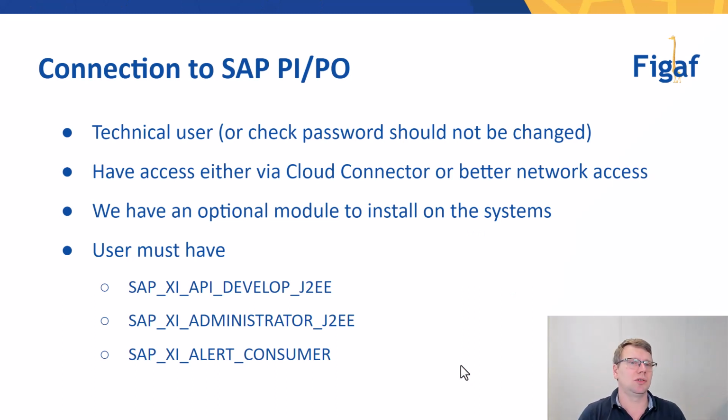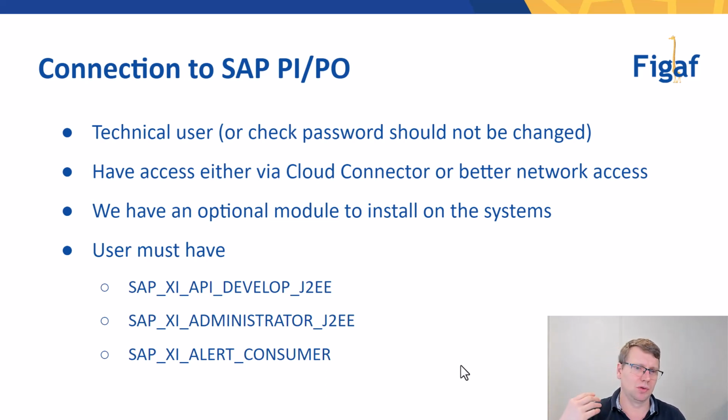So we need to connect to the PI system. Normally you would use a technical user. The main requirement is that it should not change password, because that is just making things a little more complicated. You can use a Cloud Connector if you have that installed and running in BTP. Otherwise, running the system over VPN or something else also makes it easy.